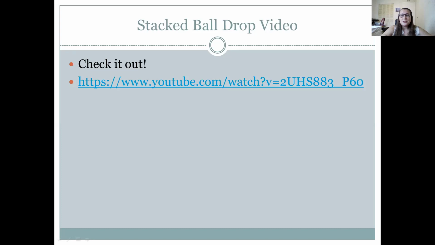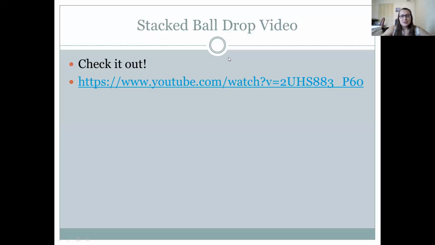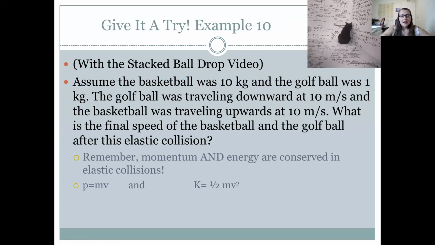But anyway, we're going to do an example problem based on this experiment. I want you to try to set up this problem yourself because it's very, very similar to the problem that we ended with yesterday.